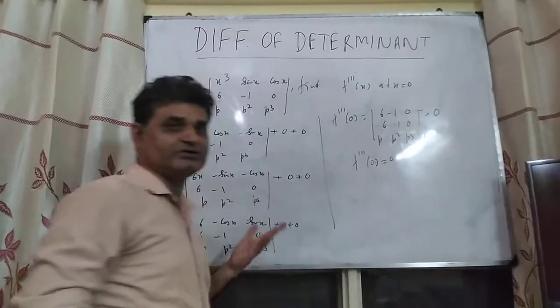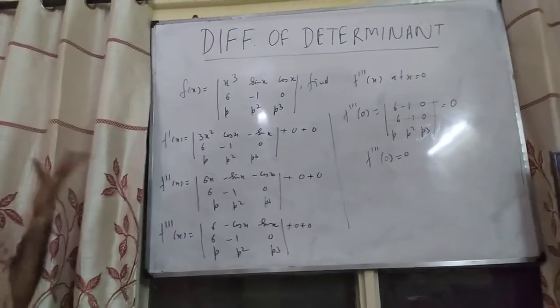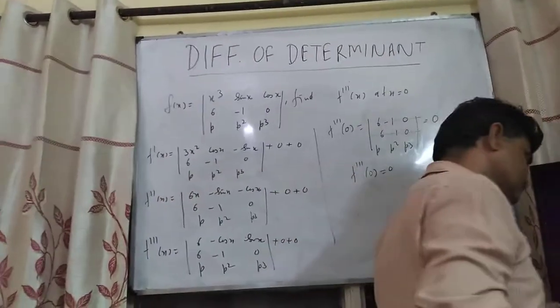It's an IIT JEE question. You can understand how things are associated. Once you know the differentiation of a determinant, only then can you solve this kind of question. Now we are moving to the next question.